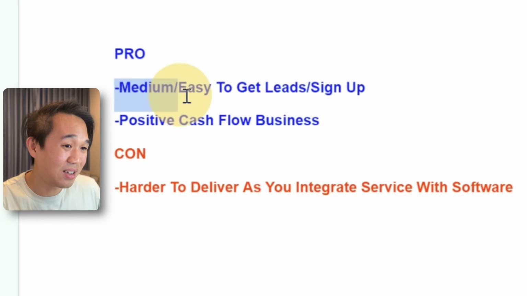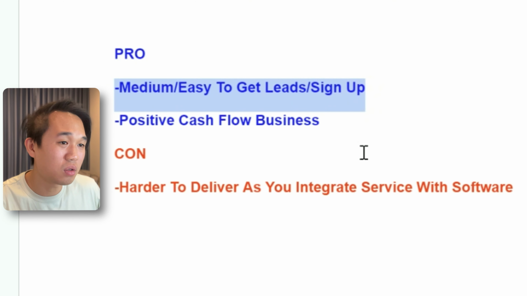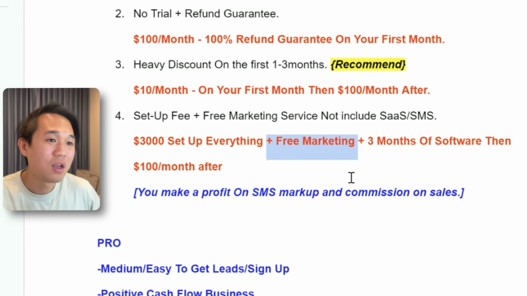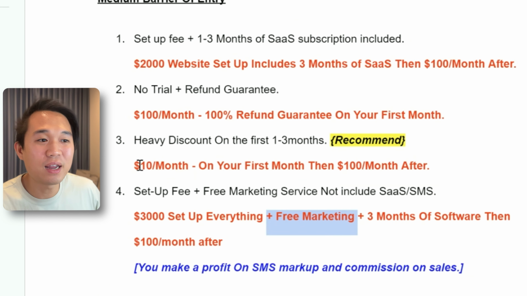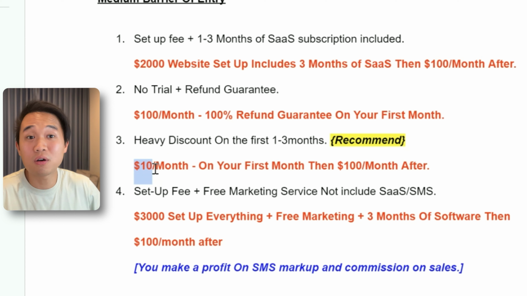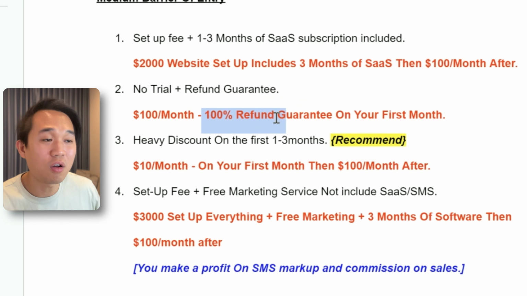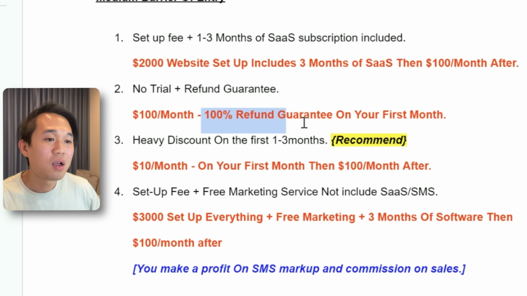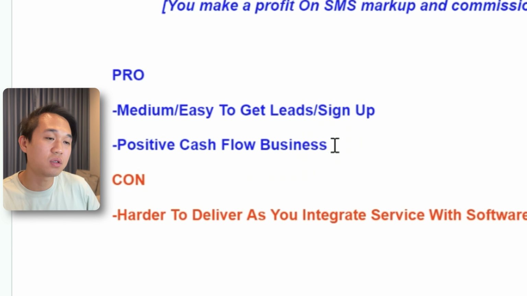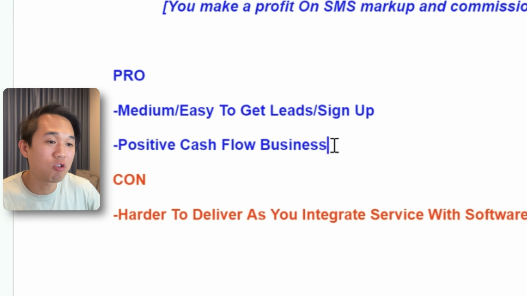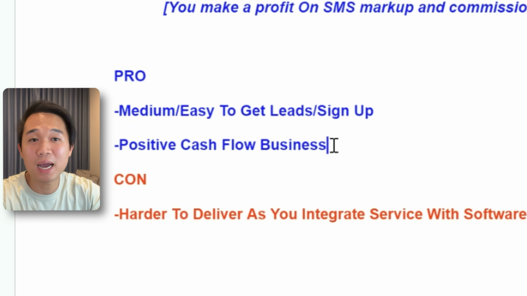The first pro is that it's medium to easy to get leads and signups for this model. If you're offering people a free marketing service, a lot of people are going to say yes to it, as in option number 4. Or if you're offering a 90% discount the first month, a lot of people are going to say yes, even though you are charging up front. Offering a 100% refund guarantee is also going to entice people to sign up. That's why it's still relatively easy to get people signed up. Most of all, you're going to get positive cash flow for your business because a lot of this model doesn't require the 14-day free trial. You're going to get money up front, whether small or big, and you can reinvest that back into your business.